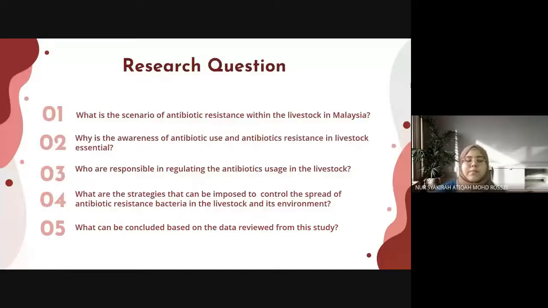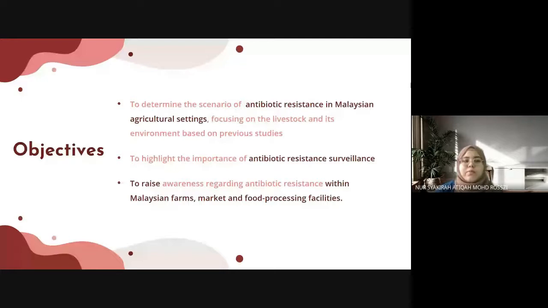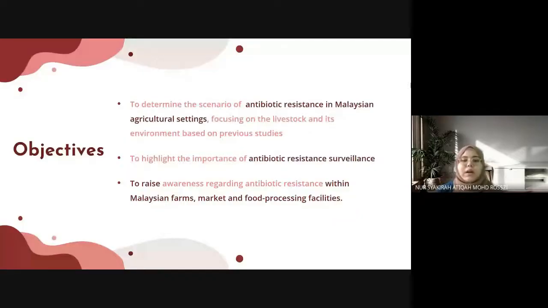So this is the objective of this review. The objective of this review is to determine the scenario of antibiotic resistance in the Malaysian agriculture setting, focusing on the livestock and its environment based on previous studies, to highlight the importance of antibiotic resistance surveillance and to raise awareness regarding antibiotic resistance within the livestock farms, markets, and food processing facilities.